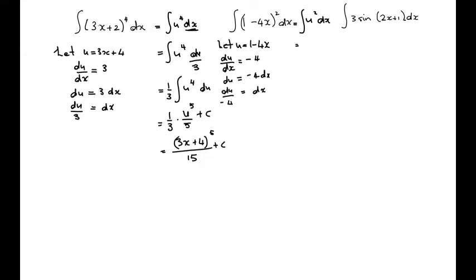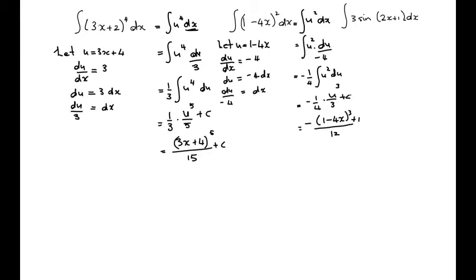So I can put that into here. So I've got u squared, and dx I can rewrite with du over negative 4. So now I'm going to put the negative quarter out the front, and I'm integrating u squared du. Easy. It's going to be negative a quarter times u cubed over 3 plus c. So I can substitute back. That would be negative 1 minus 4x cubed over 12 plus c.